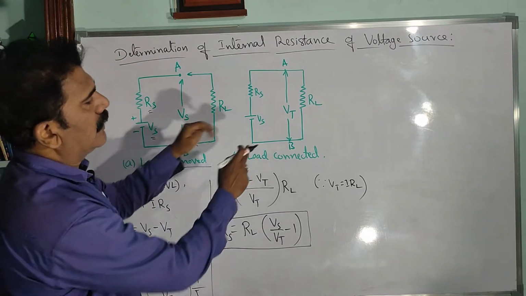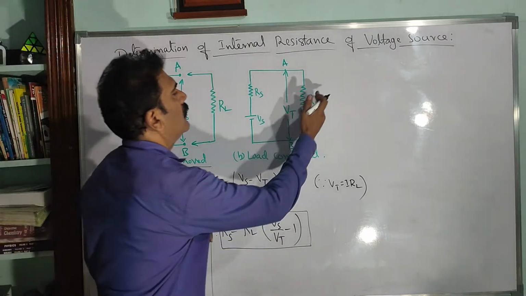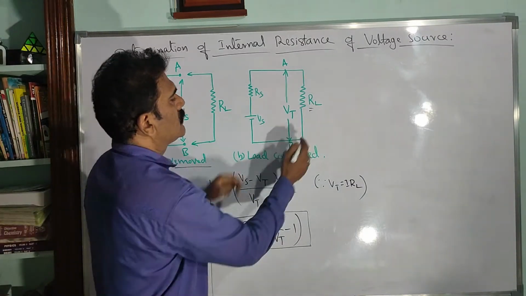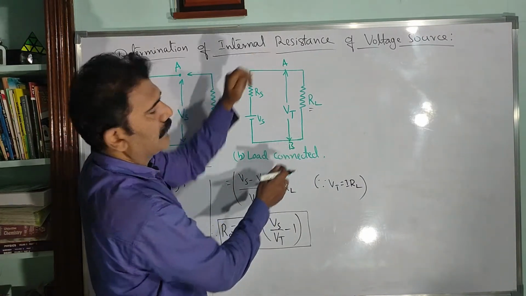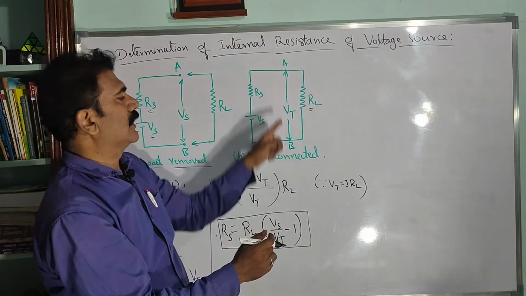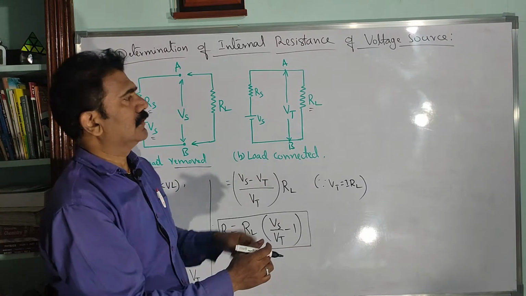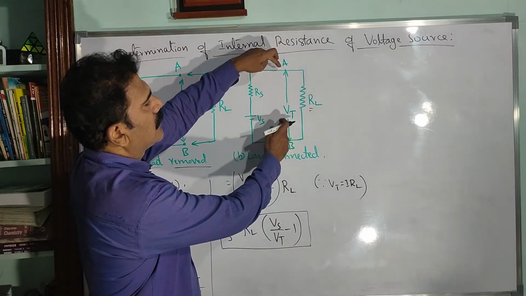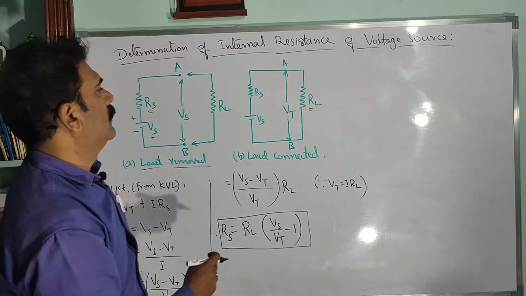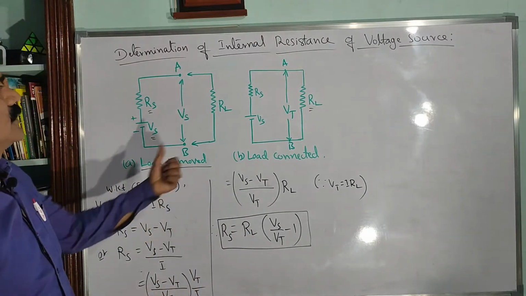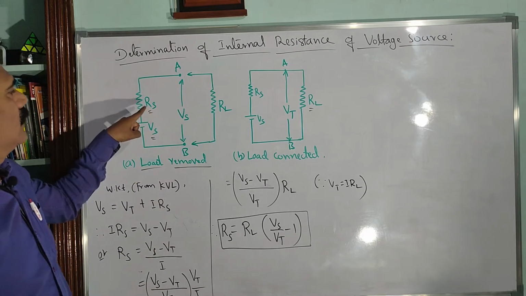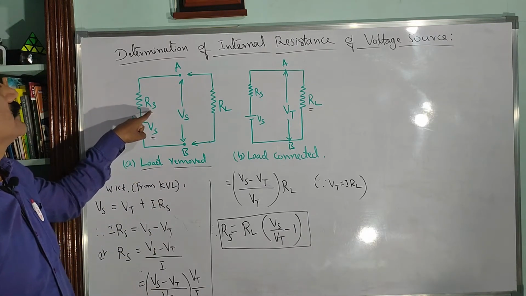Whereas in the second part of the diagram, RL is already connected. That means I have connected the load resistor to the same terminals A and B. Now if I measure the voltage across the terminals A and B, that voltage is called the terminal voltage Vt. With the help of these circuits, our aim is to find the internal resistance. Rs is the internal resistance here.